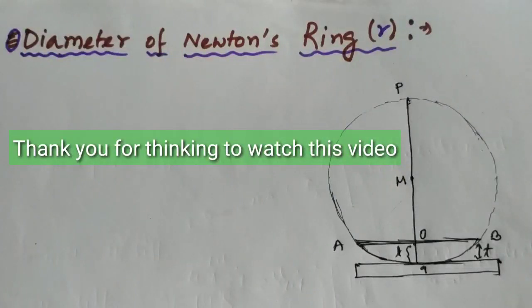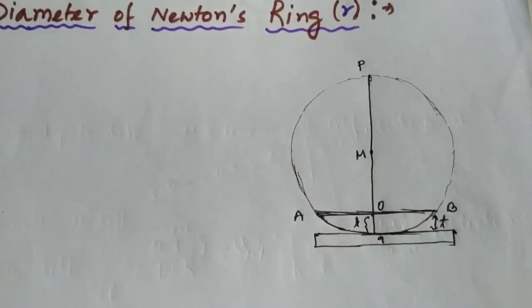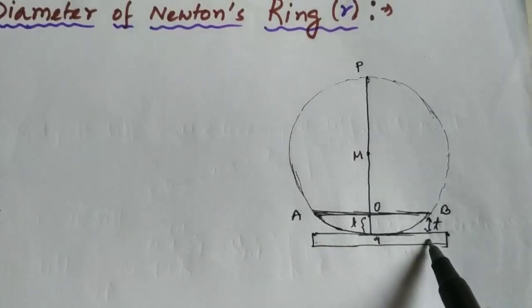Hi students, today we discuss the diameter of Newton's ring. We actually measure the diameter of Newton's rings. At first, we know that this is the plano-convex lens and this is the plane glass plate.